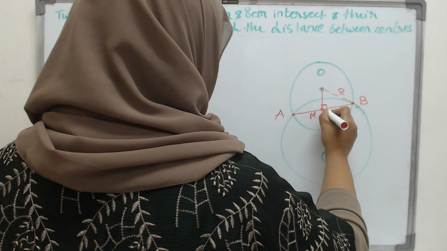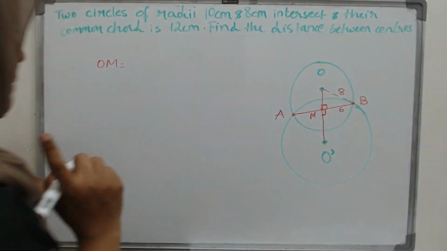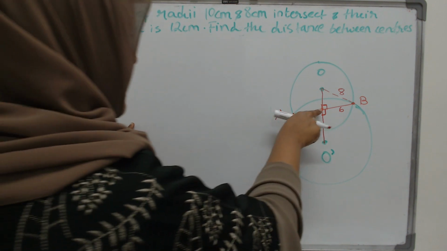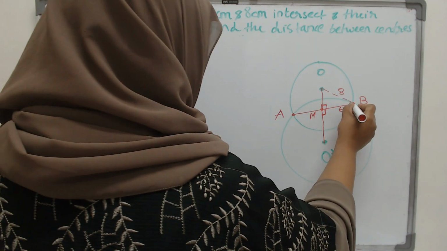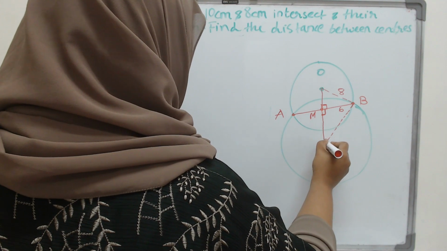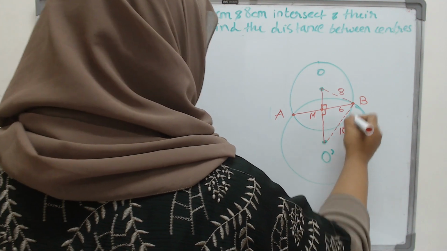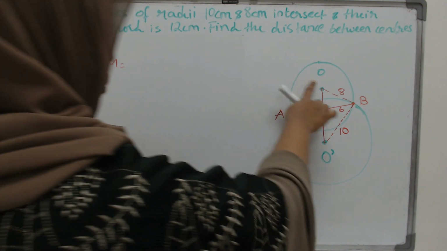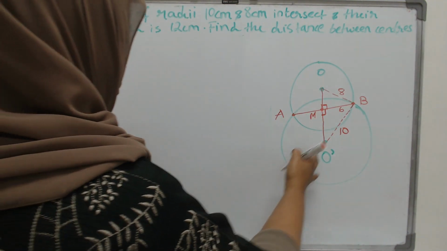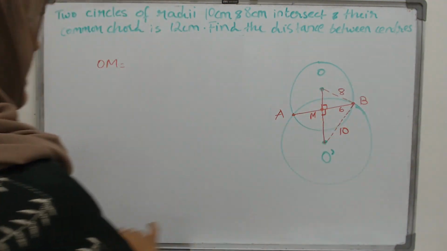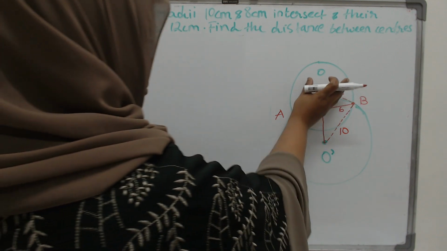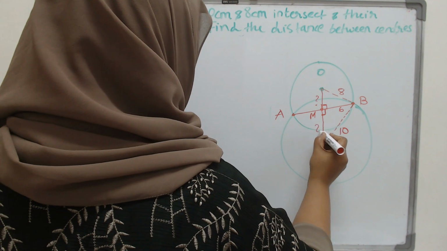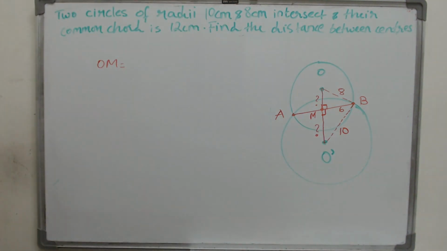You will have another right angle triangle, but this time with a different hypotenuse. Only this side will be same. Rest of all is going to be different. This is going to be 10. You see, it is a different radii. OB is a different radii. O dash B is a different radii. So, you have two sets of Pythagoras theorem. Solve for this, solve for this, and add.